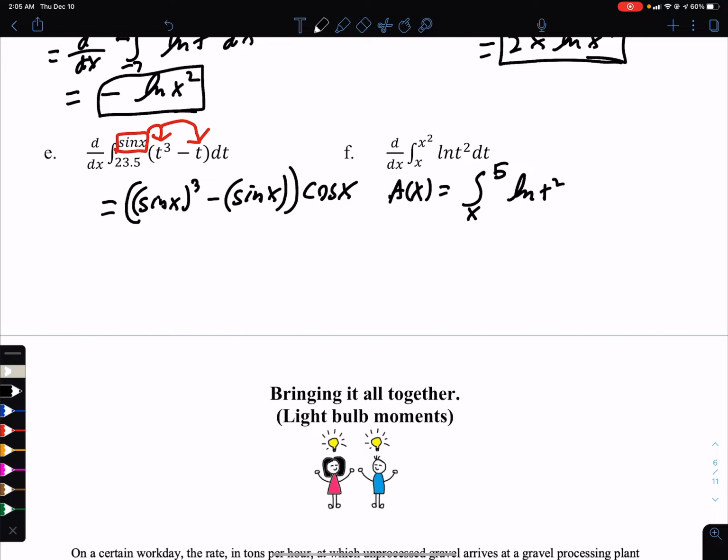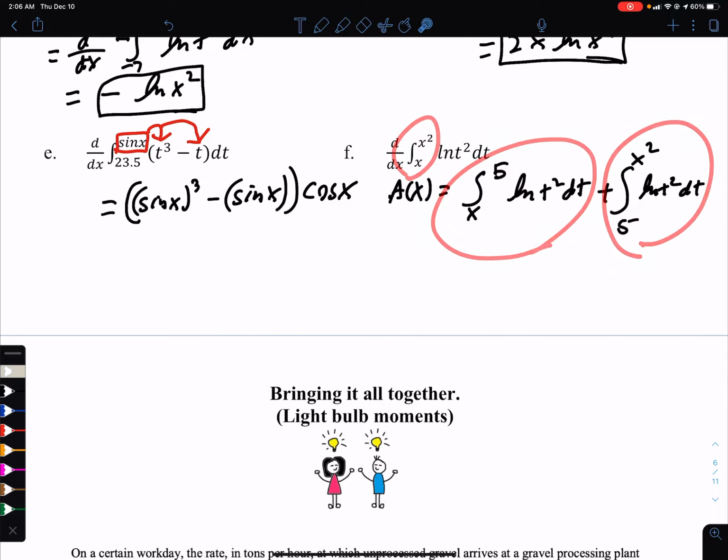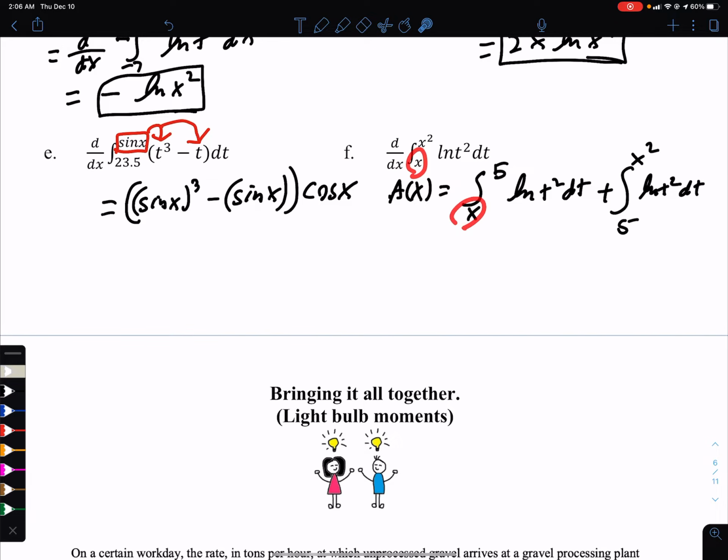ln t squared dt plus the integral from 5 to x squared of ln of t squared dt. This is a property that we had in the last section. I can break any integral up into 2 separate integrals as long as I start at the same place, I end at the same place, and these are the same numbers. That was from the last lesson. That is another common thing that appears on the AP test, so be comfortable with that.